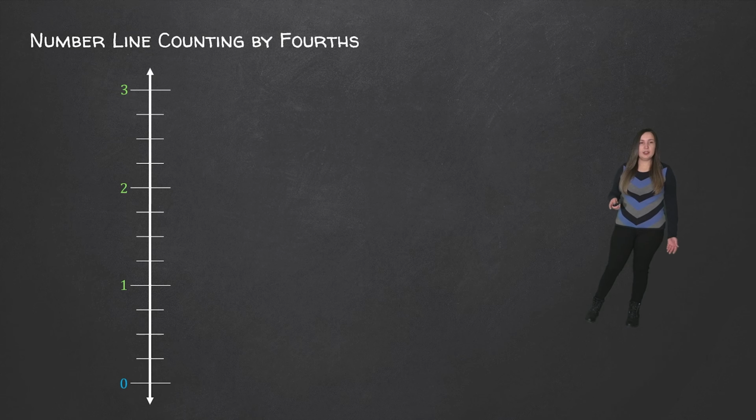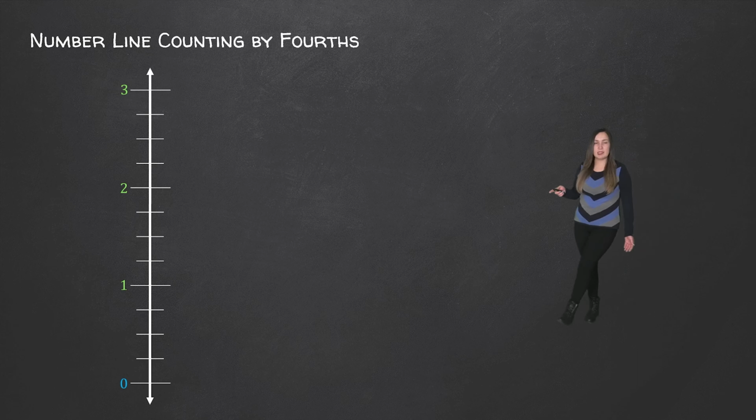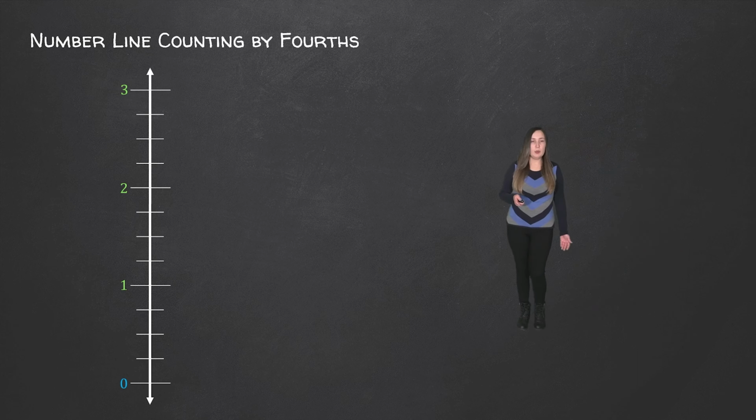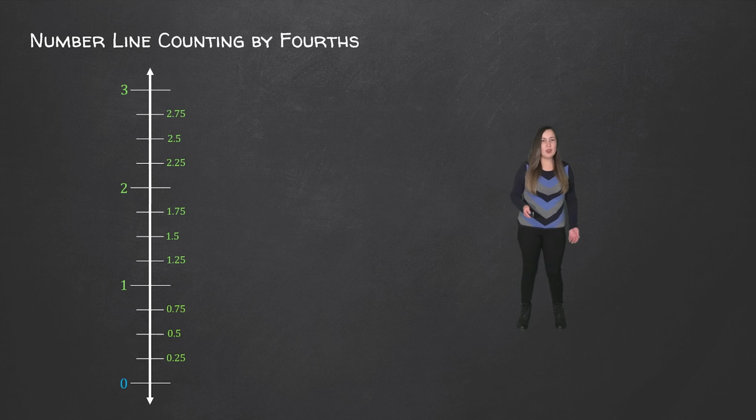So here we have a vertical number line, and if we're counting up by the decimal equivalents to 1/4, we're going to have 0, then 25/100ths, 5/10ths, 75/100ths, 1, then 1 and 25/100ths, 1 and 5/10ths, 1 and 75/100ths, 2, 2 and 25/100ths, 2 and 5/10ths, 2 and 75/100ths, and then 3. So that's it for number lines counting by fourths.